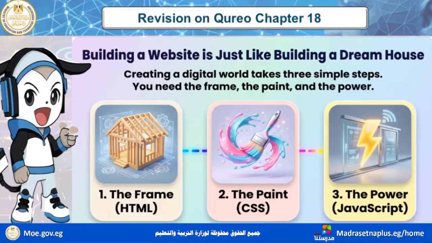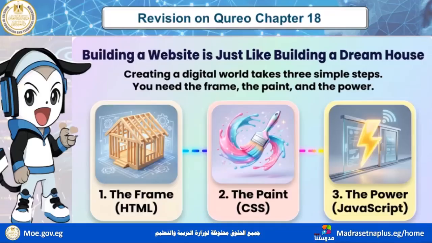Creating a digital world takes 3 simple steps. You need the frame, the paint, and the power. The frame here is structured by HTML, just like you build the main structure of the house. Later you need to paint the house. So here you use CSS.